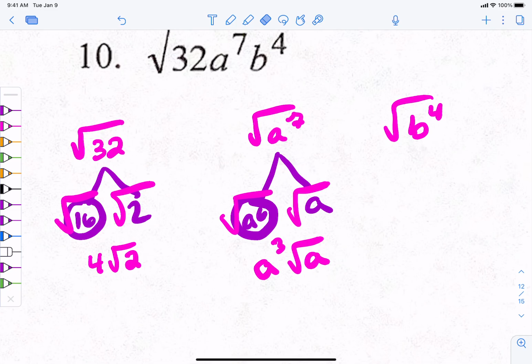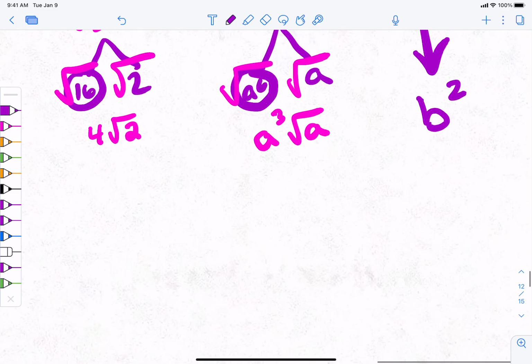b to the 4th, you don't have to split. He comes straight out, right? What's the square root of b to the 4th? b to the 2nd. You don't have to hang anything off, right? Because he comes out perfectly, so he has nothing else trapped underneath. So don't get tricked by that.